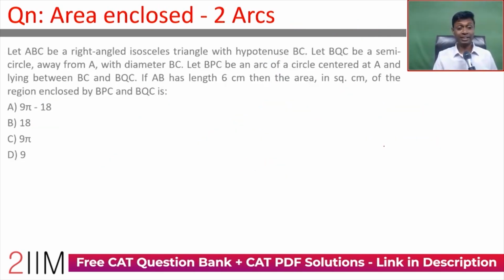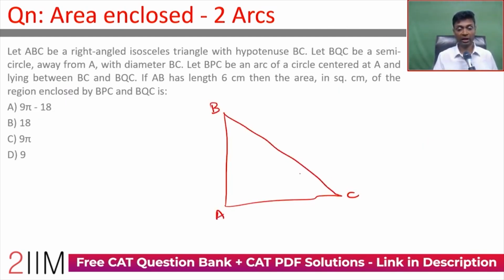Let ABC be a right-angled isosceles triangle with hypotenuse BC. So I am already liking this question. I like isosceles right-angled triangles. The sides are in the ratio 1:1:root 2, and the angles are 45, 45, 90. Let BQC be a semicircle away from A with diameter BC. The other semicircle would have passed through A because of the right angle.